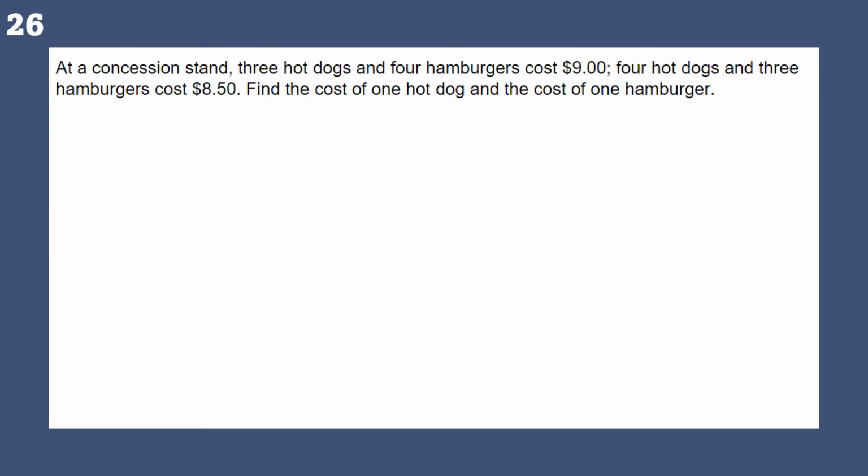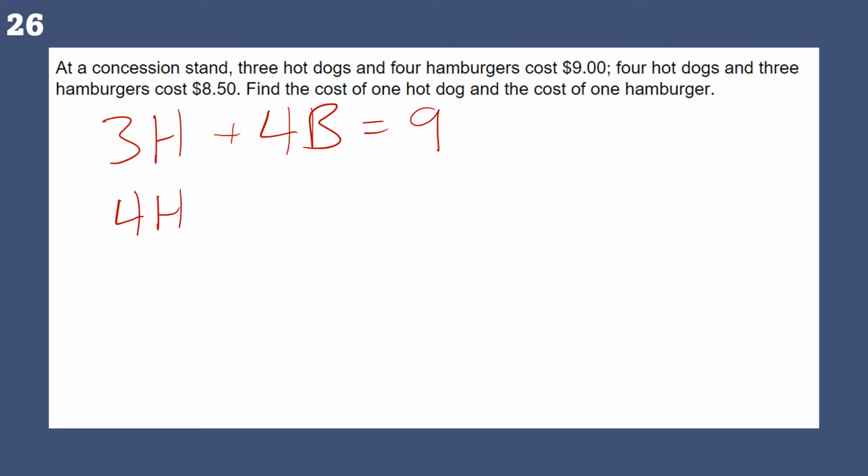At a concession stand, three hot dogs and four hamburgers cost $9. Now, I have another equation. It says four hot dogs and three hamburgers cost $8.50. Find the cost of one hot dog and the cost of one hamburger.